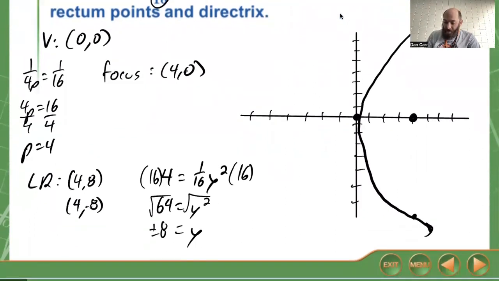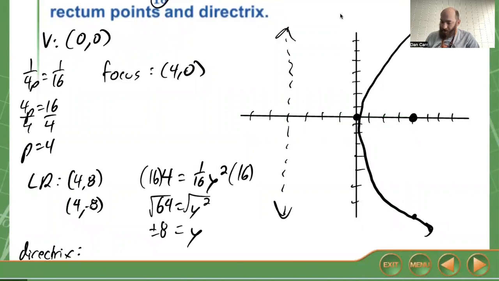All right, and the last thing is my directrix. To get that, again, the distance here is 4, so it's going to be 1, 2, 3, 4 this way. I can draw that as a vertical line there, like this. In this case, it's a vertical line, so it's going to be x equals negative 4. Again, it's the opposite direction of the focus, but the same distance between the focus and the vertex.